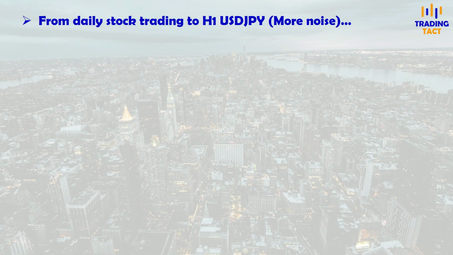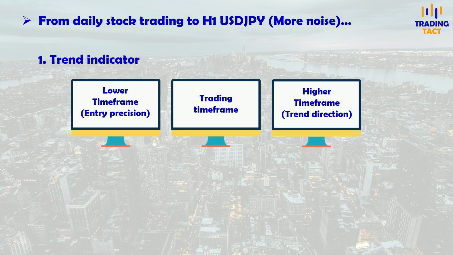Let's now adapt these guidelines for trading on the 1-hour dollar-yen. First is the choice of trend indicator. Elder is a strong proponent of his triple-screen trading system, which means he uses a higher time frame to identify longer-term trend direction, and a lower time frame to fine-tune his entries. Each time frame should vary by a factor of 3 to 5.